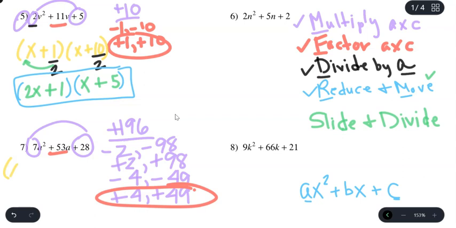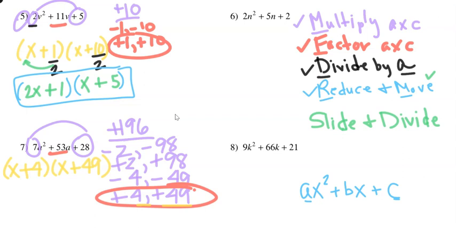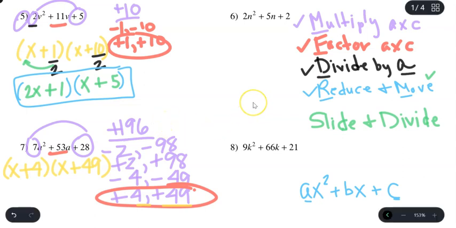So I'm going to write my 2 arbitrary factors. I have my x plus 4, and I have my x plus 49. Again, I picked these 2 and put them in. Next is to divide by A. Well, my A term is 7, so I'm going to put that over 7, and I'm going to put that over 7.